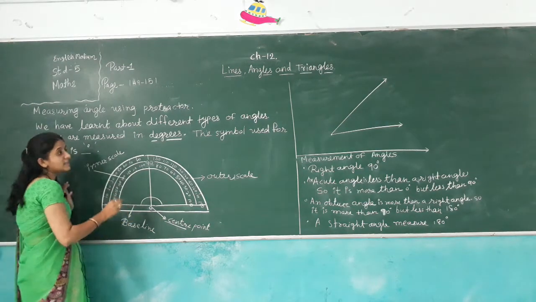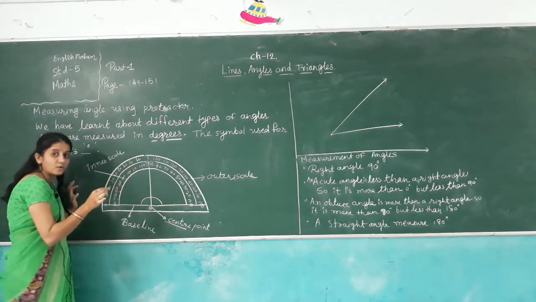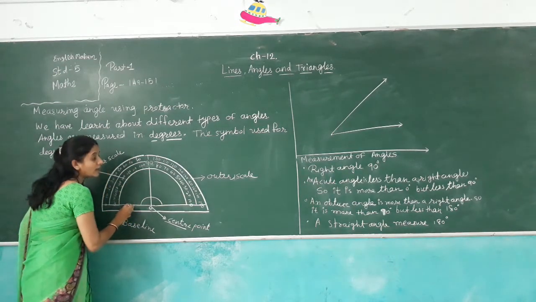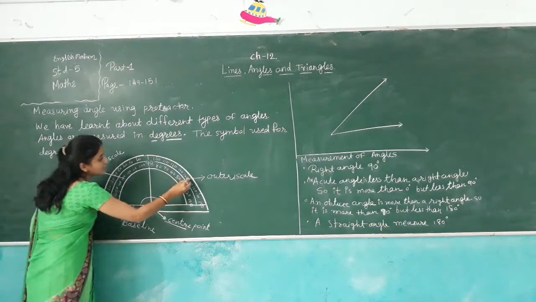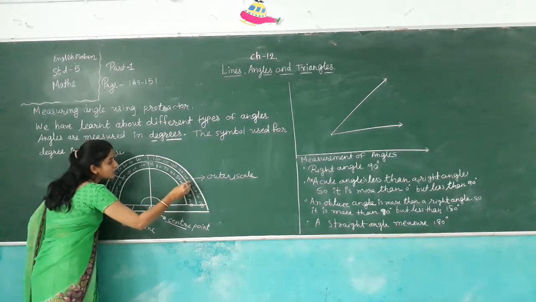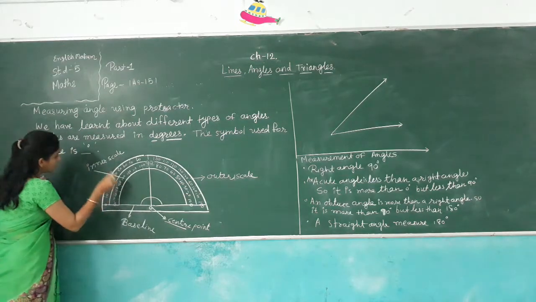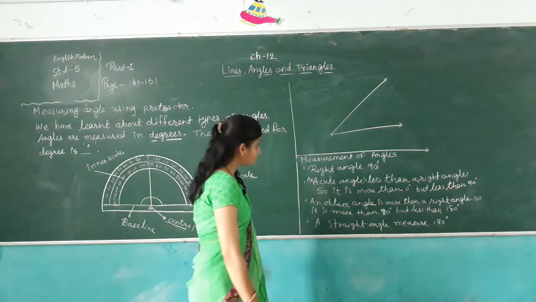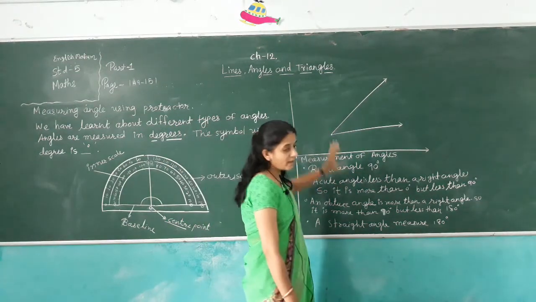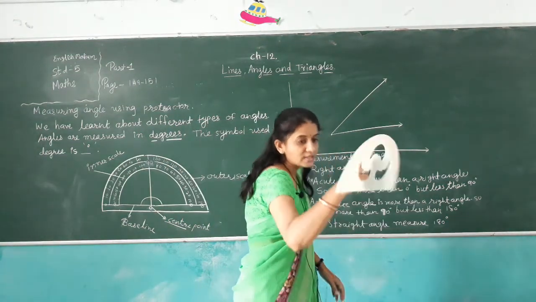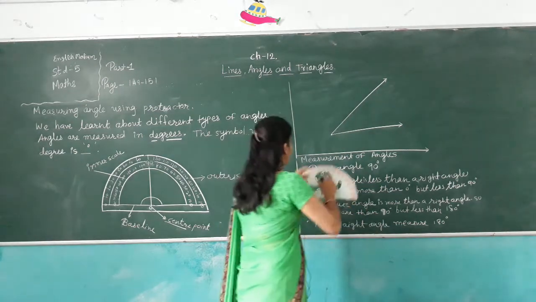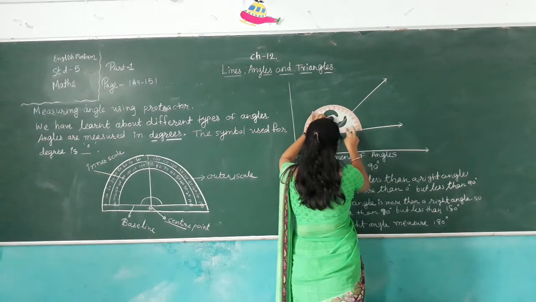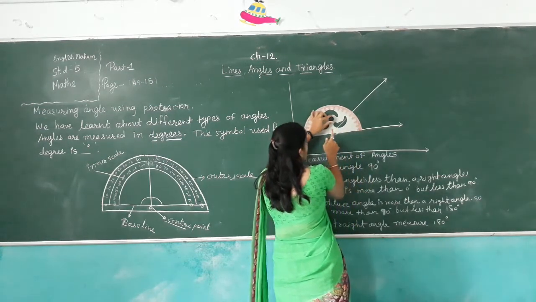First we arrange the baseline on a horizontal line. The outside number is called outer scale, inside number is called inner scale. Now look here, how to measure this angle? First arrange this base on a horizontal line. Then keep this arrow on the vertex.